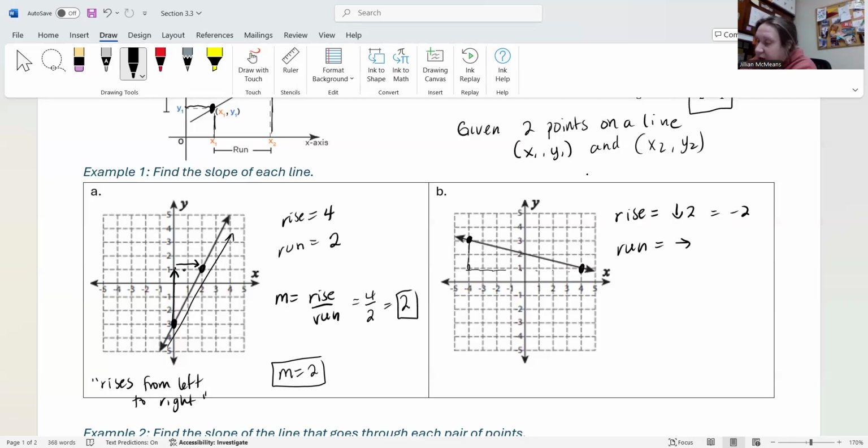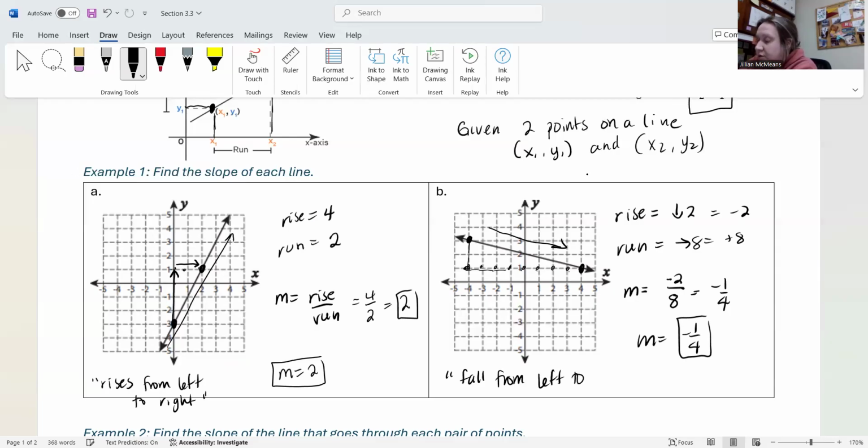Let's double check. We had to go from here. We had to go 1, 2, 3, 4, 5, 6, 7, 8. So we had to go to the right 8, which is +8. So my slope is going to be -2 over 8, which is -1/4. So the slope here is -1/4. Notice the slope is negative, and notice this line is going downhill from left to right. So we would say this line falls from left to right. And that's always going to be the case when you have a negative slope.